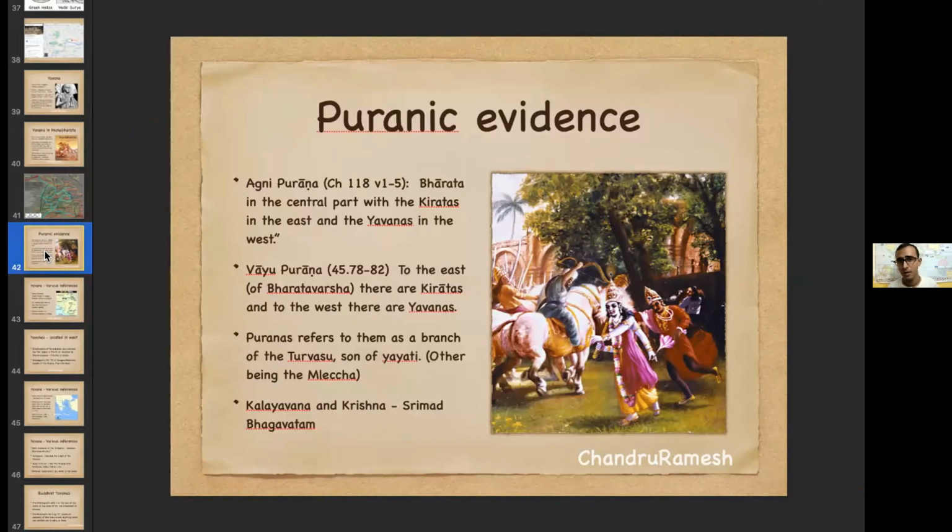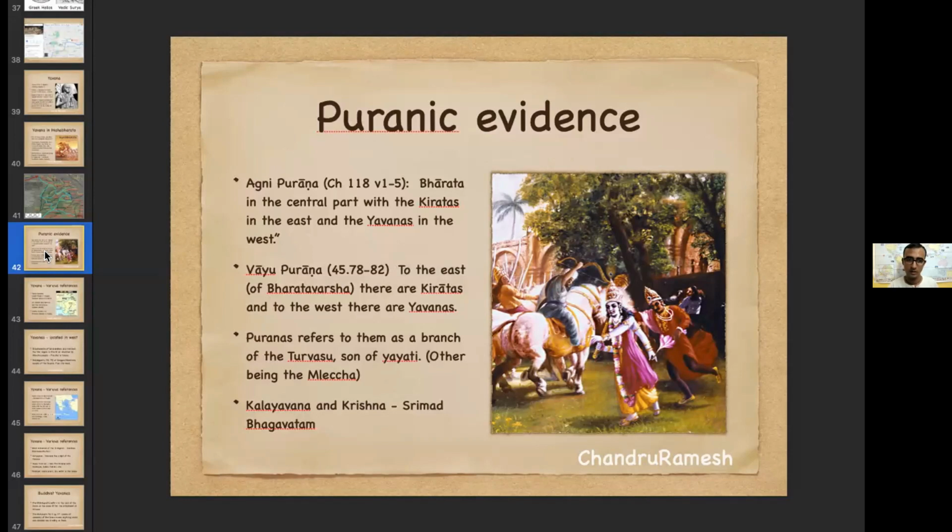And one very interesting story of the Yavanas is mentioned in the Srimad Bhagavatam. Kala Yavana is a king who came from the Yavana region. It's not exactly described where he came from. Kala Yavana came from outside and attacked Mathura, the Yadavas. Krishna gave him a befitting reply, and finally he was killed by Muchukunda, who was sleeping in a cave. We all may know this famous story. So again, Kala Yavana, who attacked Krishna in Mathura, was a Yavana.